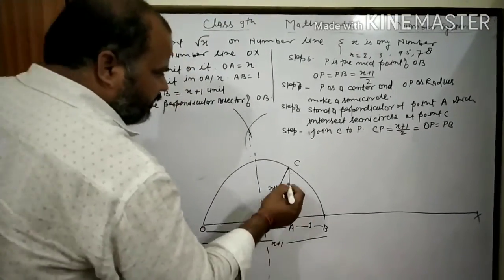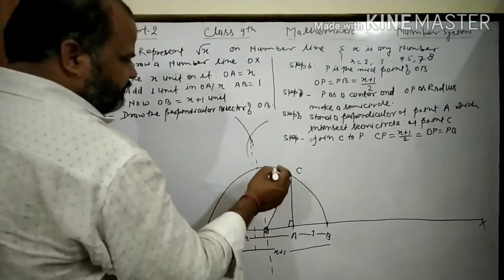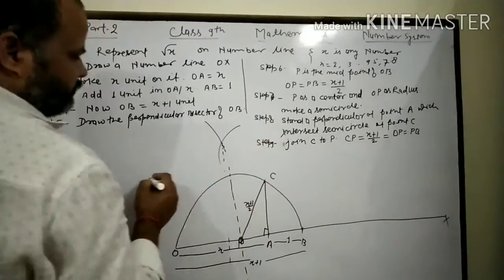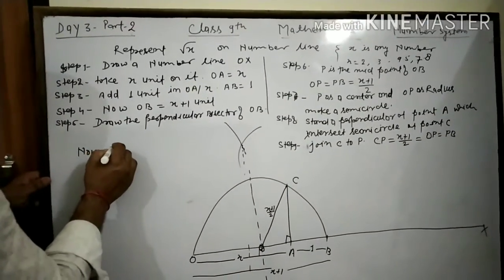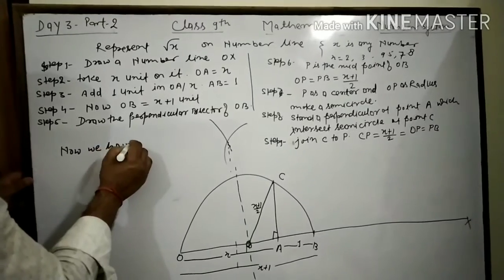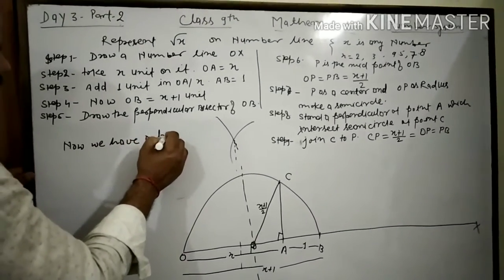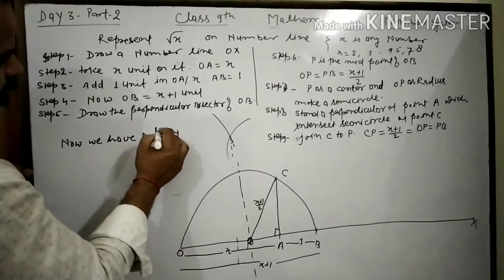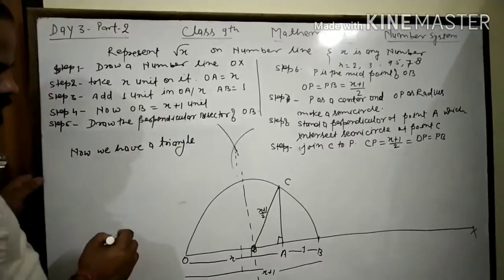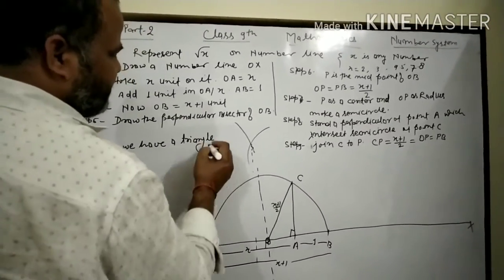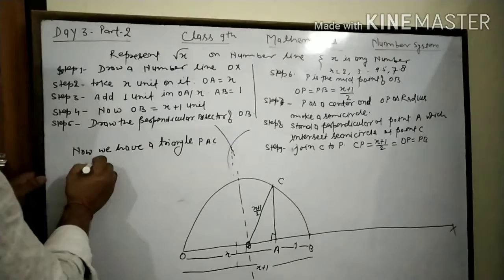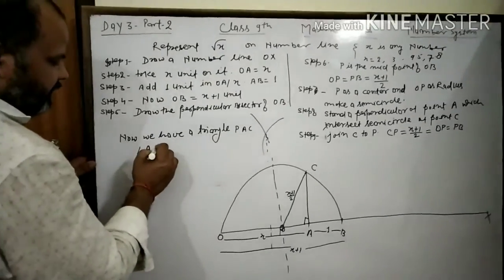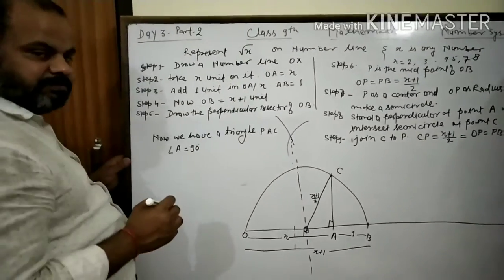Then we have a triangle. Now we have a triangle PAC. In triangle PAC, angle A is 90 degrees. Clear?